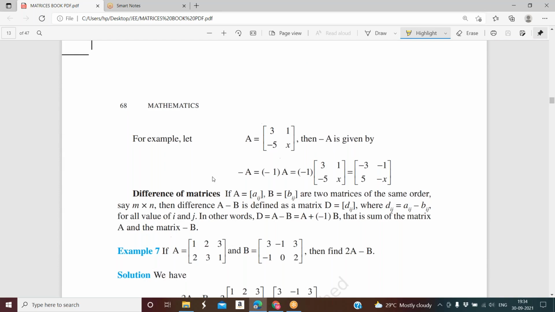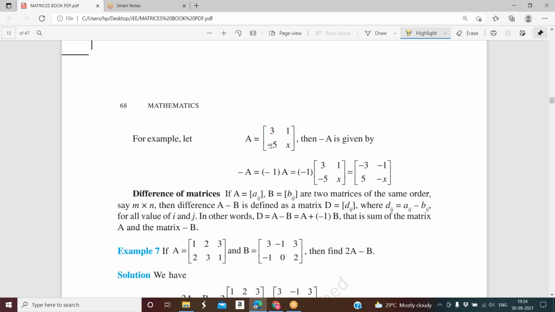See this example. A is 3, 1, minus 5, x. Then what is minus A? By definition, it is -1 into A. So -1 into the matrix A, 3, 1, minus 5, x. I have to multiply each element of A by -1. It gives -3, -1, 5, -x.